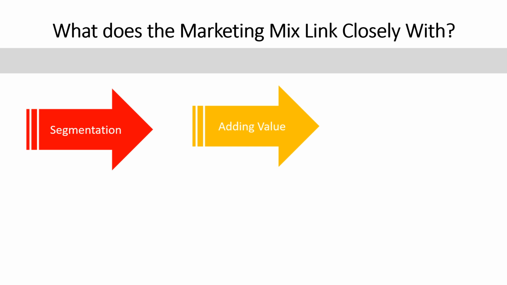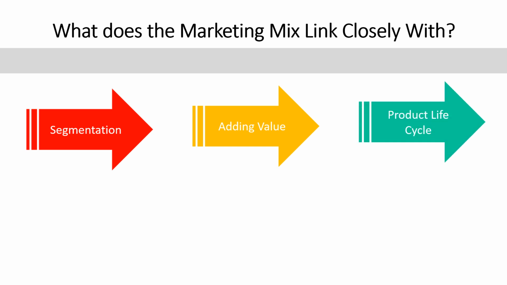Adding value also links closely with the marketing mix because it links in with the product component of the marketing mix, ensuring that you change your product around meeting its customer needs. The product life cycle closely links in with the marketing mix. Now, there are many exam questions in the AQA exam paper which asks you how the product life cycle and the marketing mix link closely with, and you will need to link it to the case study scenarios. The product life cycle are the stages from the launch of the product to the decline of the product. So it is all of the stages that the product goes through.